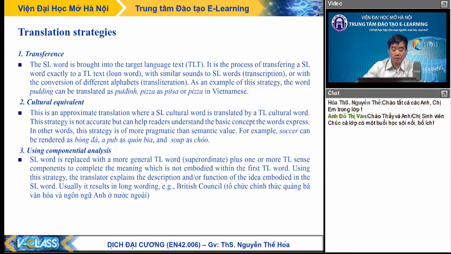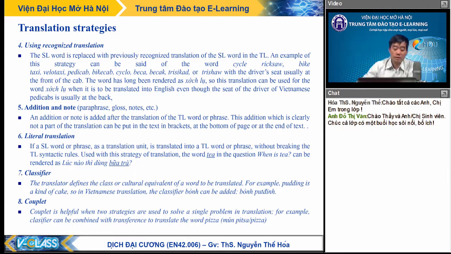Using this strategy, the translator explains the description or function of the idea embodied in the source language word. And using recognized translation, in this case we can use a borrowed word. And you may give some notes. And also with literal translation, we pay attention to the grammatical structure. And for classifier, we may find the classical cultural equivalent, and couplet. Couplet is helpful when two strategies are used to solve a single problem. It means the combination of the two translation strategies.